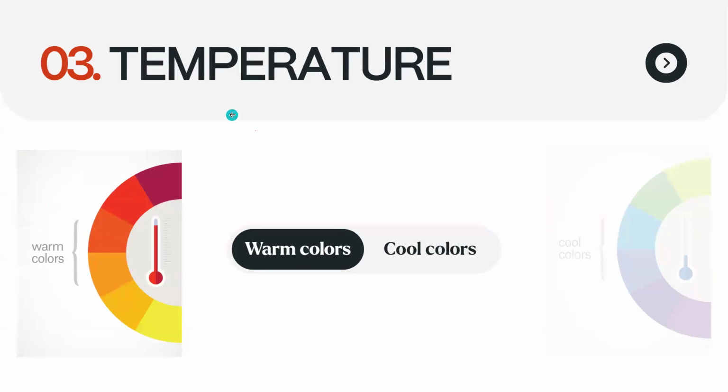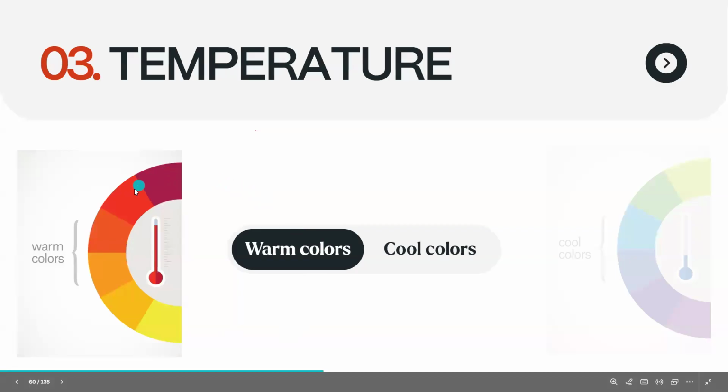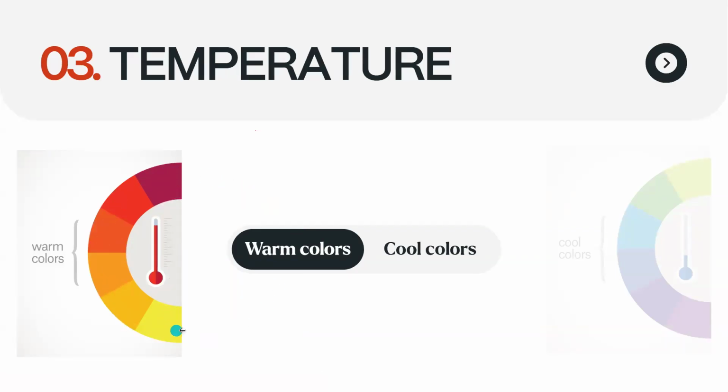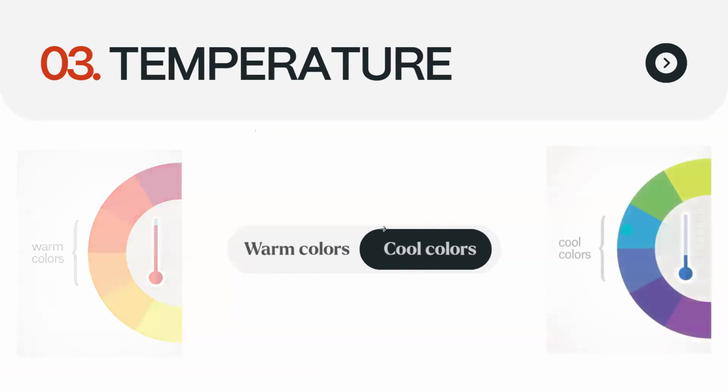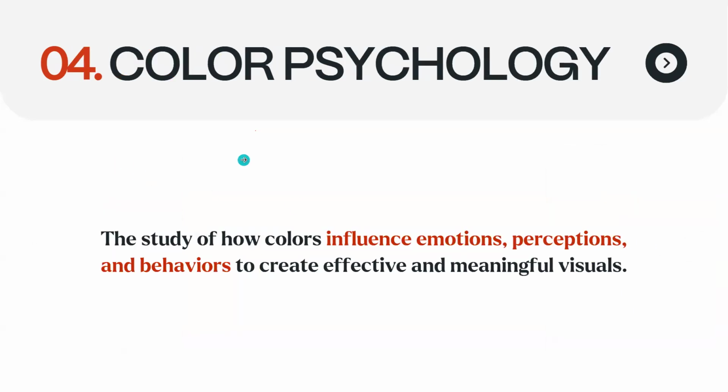Third one is temperature. Okay, so consider it as a whole color wheel. This side of the color wheel is warmer color, and this side of the wheel is considered as cool colors. Fourth one is color psychology.